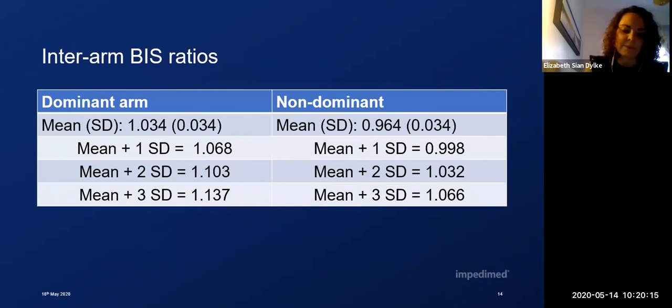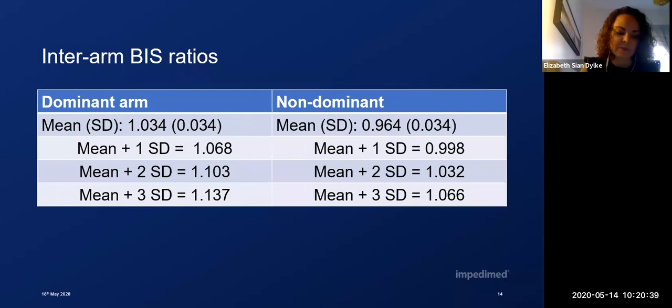And from the Cornish paper, we can easily calculate what these thresholds would look like at the various points, as we know the mean and standard deviation. Notice the difference in the thresholds between the dominant and non-dominant arm. This is why it's important to accurately note whether the at-risk arm is the dominant or non-dominant side. Different thresholds apply depending on which arm is at risk.